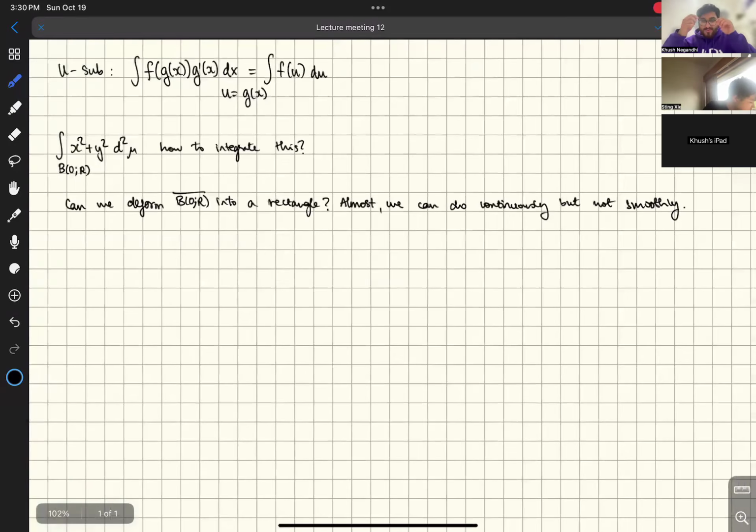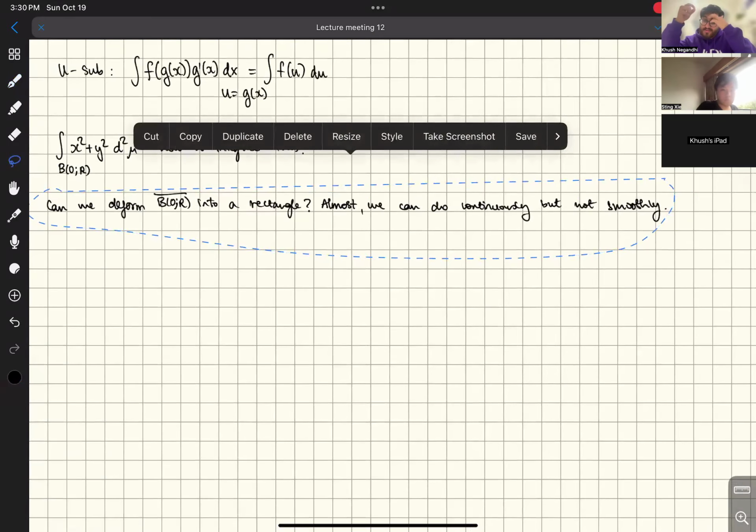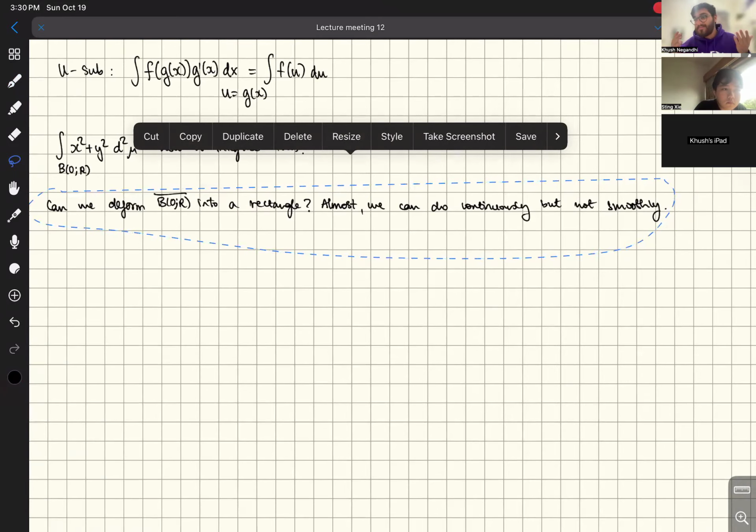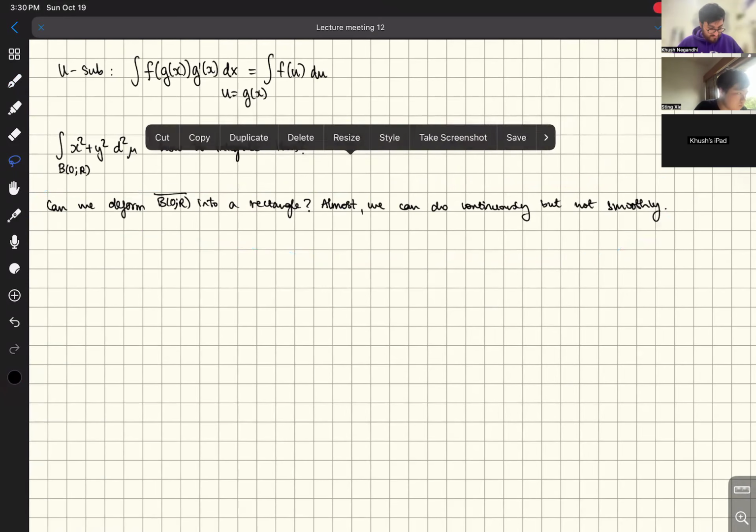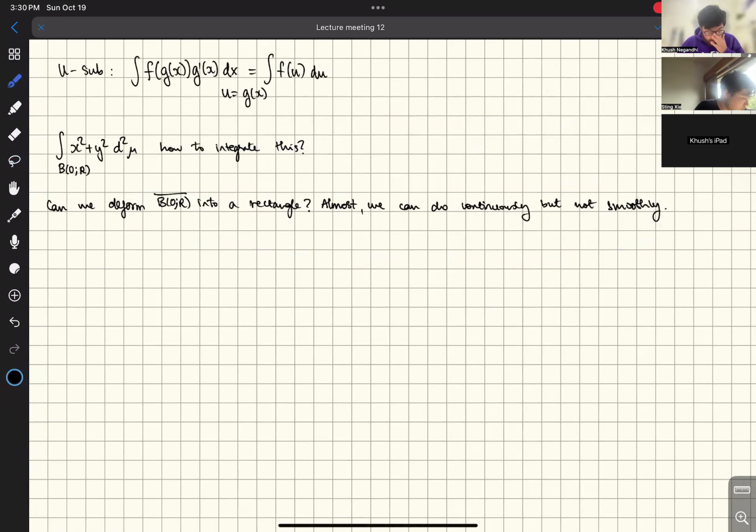The way you want to think about why that is: a rectangle has sharp corners, but a ball is very smooth, right? In some sense, sure, I can push out the edges, but that'll make a singularity at some points. So we can do it continuously, but not smoothly. But remember, the singularities here are measure zero, so in terms of the integral, it doesn't matter.